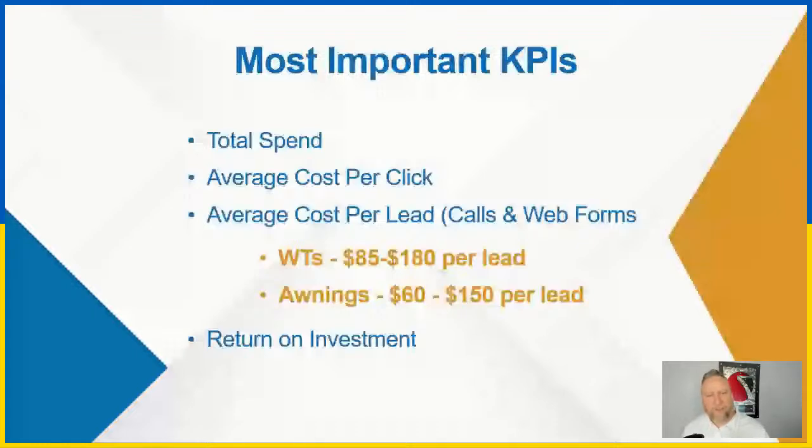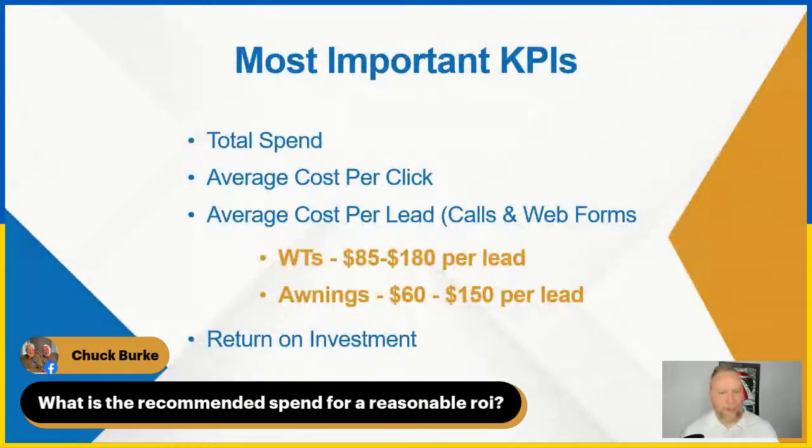So even if you are at $180 a lead in month one, you start doing some work, optimizing, and you're driving that number down. By month three, maybe you're at $160, right? By month six, you're at $100, that kind of stuff. You need to drive that number down as time goes on.